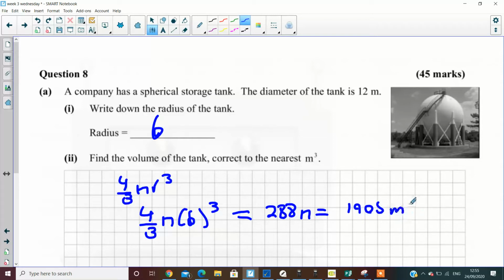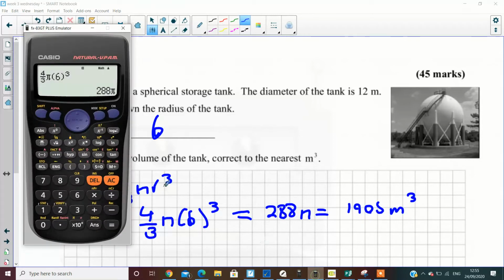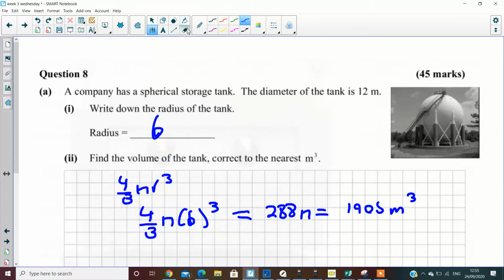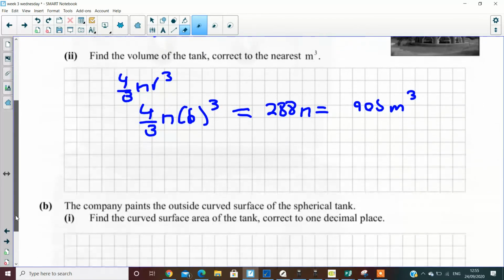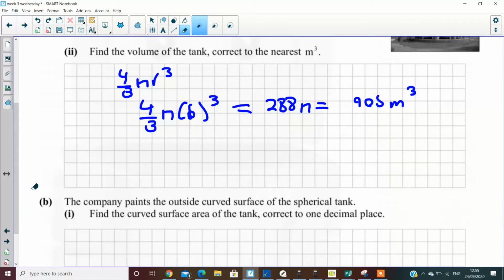905 meters cubed, because it's volume. Okay. Okay, let's keep going. Let's get the pace up a bit here. The company paints the outside curved surface of the spherical tank. Calculate the curved surface area of the tank, correct to one decimal place.